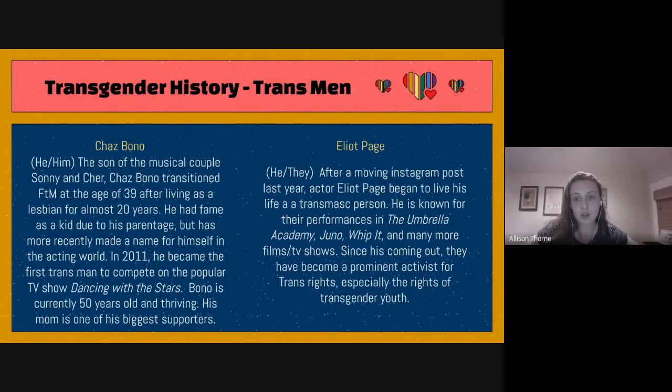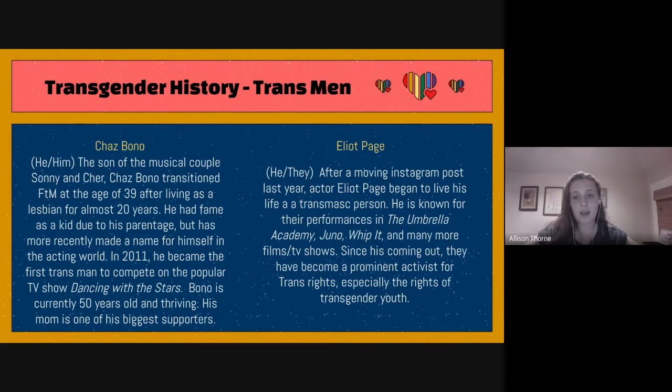We also have trans men. There's Chaz Bono, who is the son of Sonny and Cher. Chaz transitioned at age 39 after living as a lesbian for about 20 years. He had fame as a kid due to his parentage, but has more recently made a name for himself as an actor. He also became the first trans man to compete on Dancing with the Stars. He is currently 50 years old and thriving, with his mom being one of his biggest supporters.